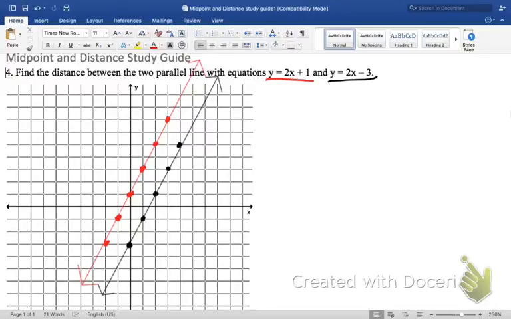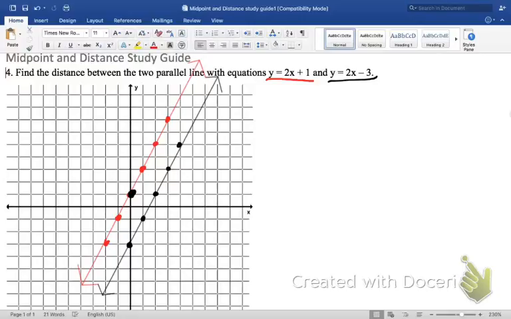Now, distance is always measured perpendicularly. So I need to make a perpendicular line. To do that, you have to look at the slopes. These have slopes of 2. So any perpendicular line is going to have a slope of opposite reciprocal. So -1 over 2. So I'm going to use the y-intercept here and start.